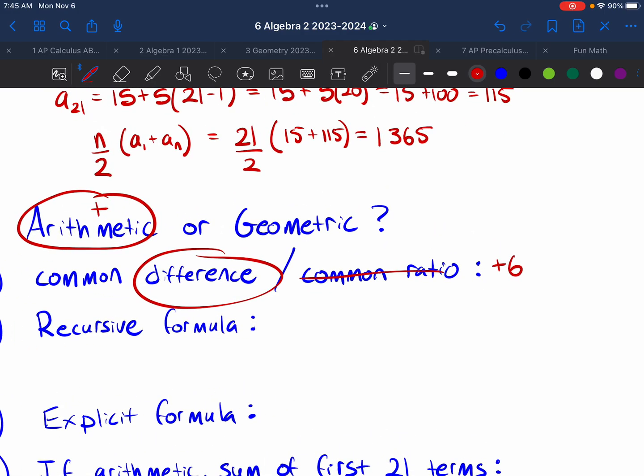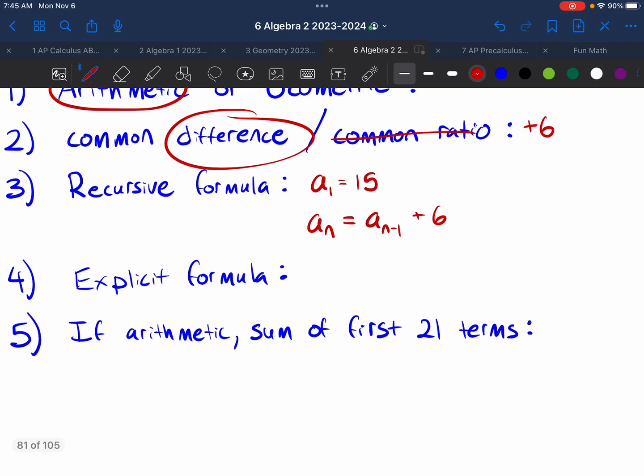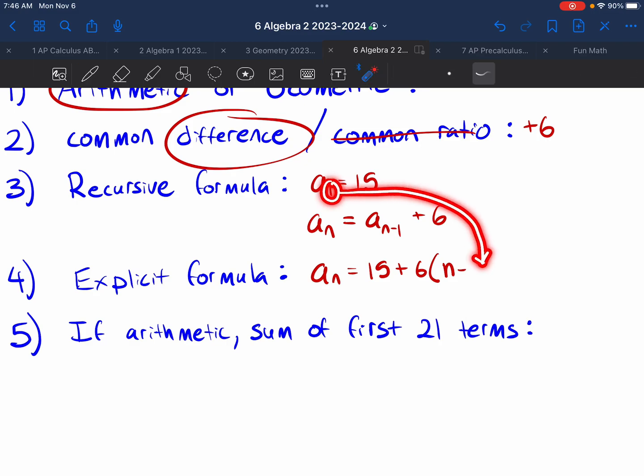So what's our recursive formula? Again, our first term, our a sub 1, is equal to 15. And to find the next term, we take the previous term, a sub n minus 1, and we just add 6 to it. Again, remember, recursive formulas always have two parts. Explicit formulas just have one part. We say a sub n is equal to, we'll take the first term, and this is going to add the common difference, plus 6. And then we're going to multiply by n minus whichever term we chose. We chose the first term, so we're going to plug a 1 in down here, n minus 1.